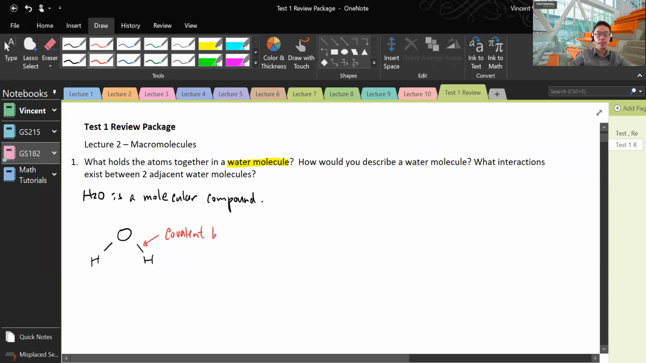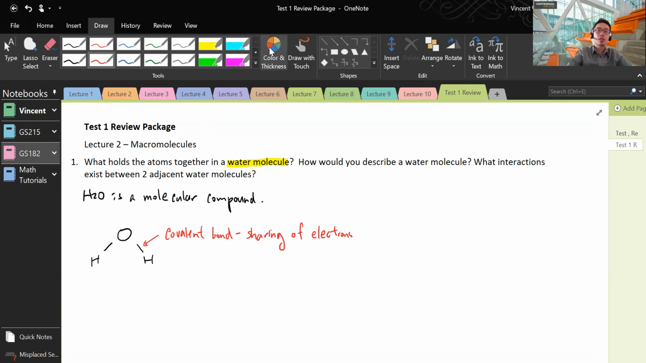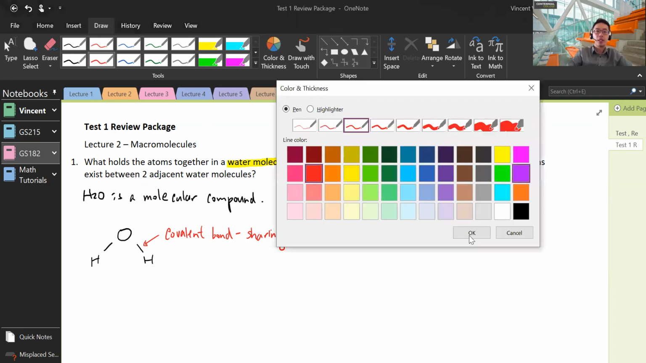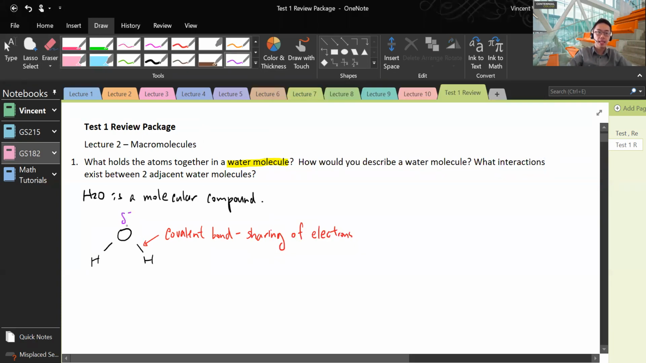A covalent bond is a bond where the electrons are being shared, as opposed to a transfer of electrons in the case of an ionic bond. We talk about how even though they're sharing the electrons, it's not necessarily going to be an even distribution of the electrons, because oxygen has a higher attraction for electrons. It's going to be pulling the electrons towards itself, and as such, the oxygen atom is going to be slightly negative, whereas the hydrogens are going to be slightly positive.